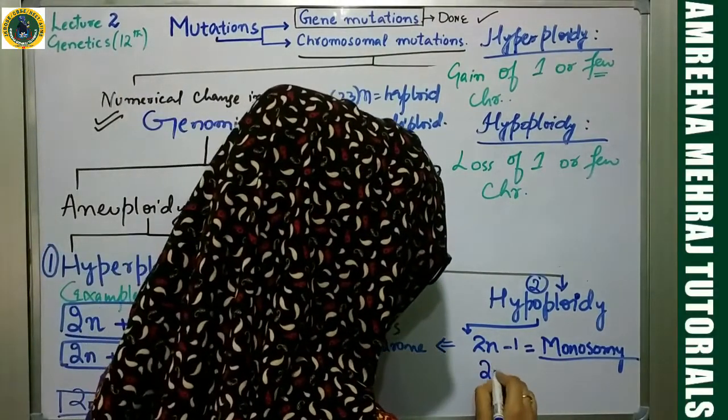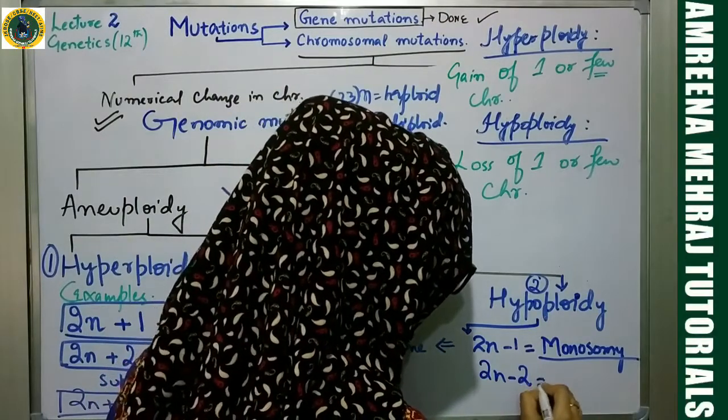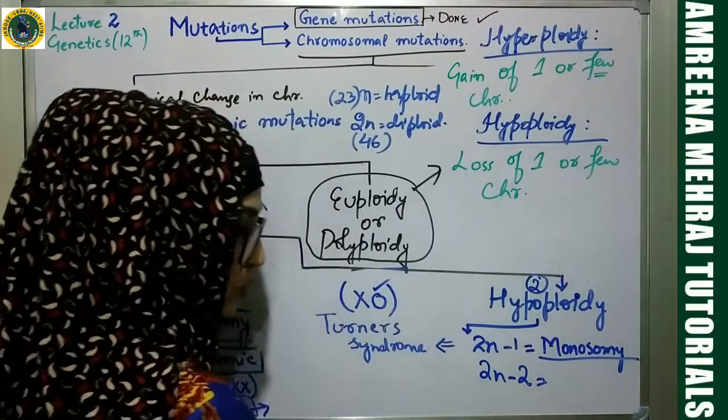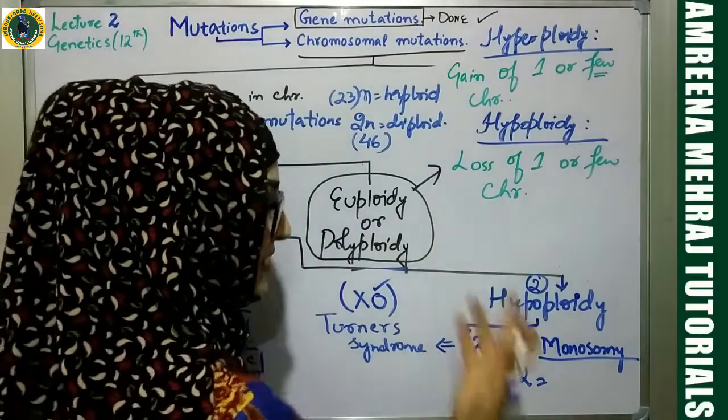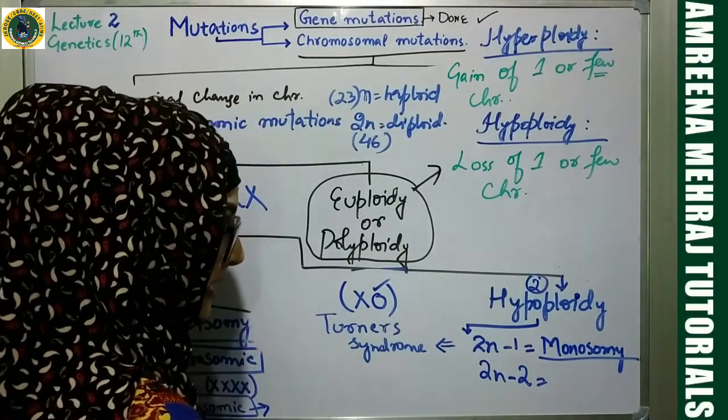Similarly, we have this condition, 2n minus 2. Can you think about it? What is this? 2 chromosomes are lost. 2 chromosomes are deleted. This condition is what?